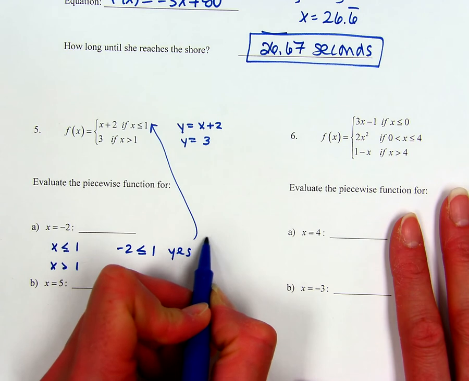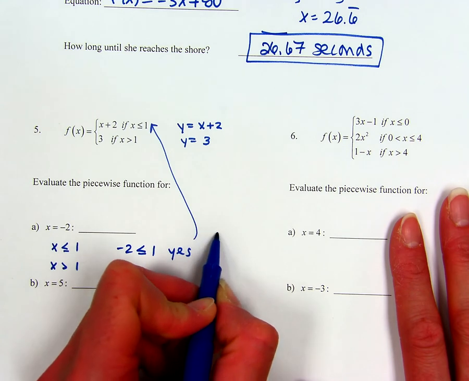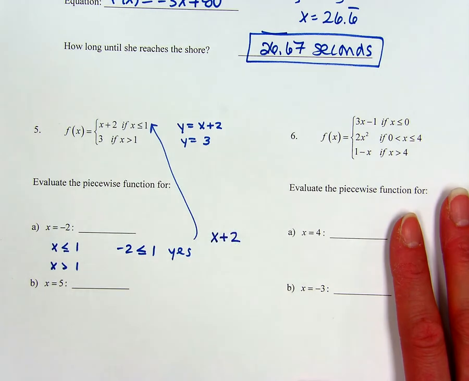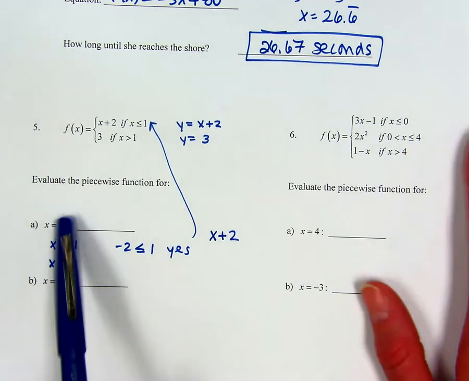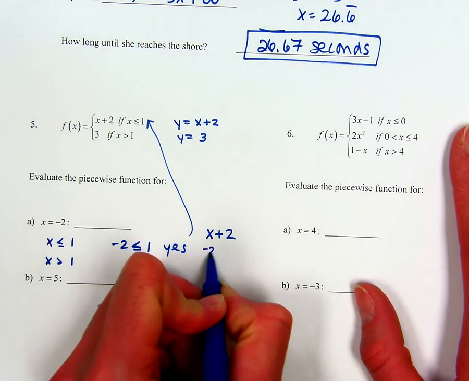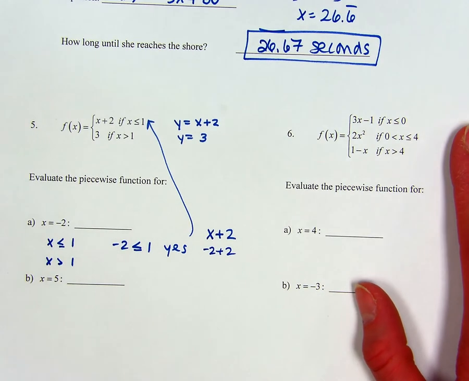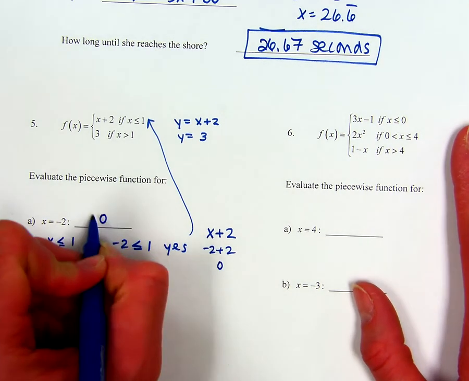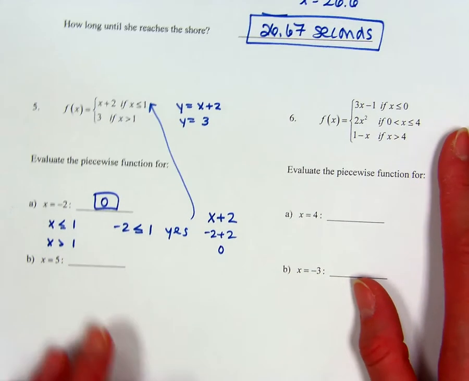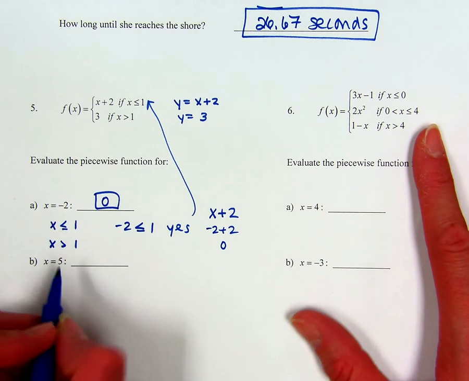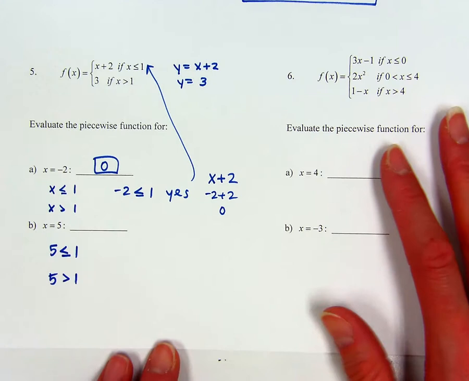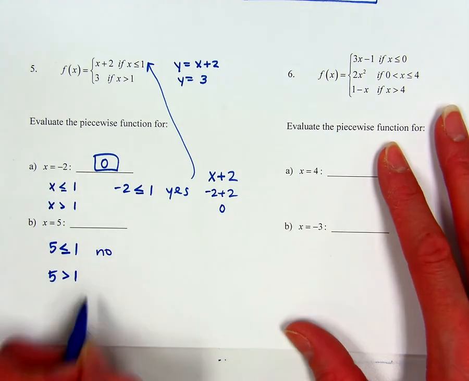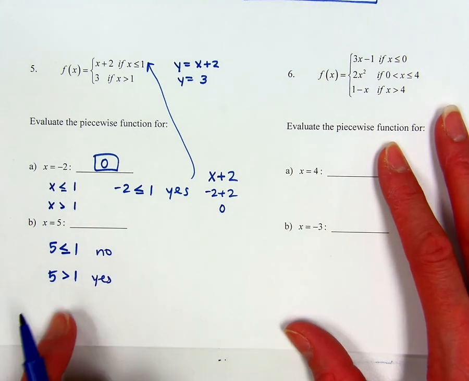So we're using y equals the quantity x plus 2. Okay, so now I just need to put in the value that they give me, which is negative 2. So negative 2 plus 2, and that's 0. So my answer is 0. All right, x equals 5. Is 5 less than 1, or is 5 greater than 1? No, 5 is not less than or equal to 1, but it is greater than 1.